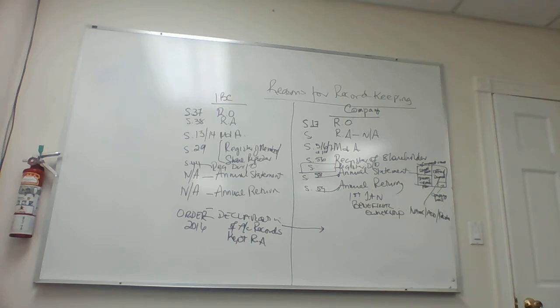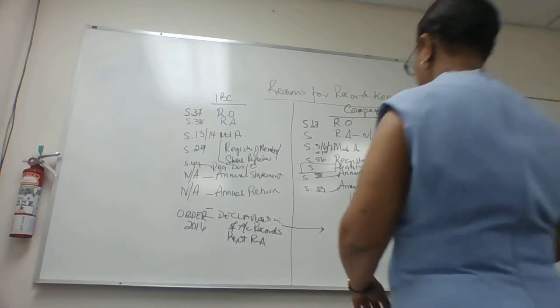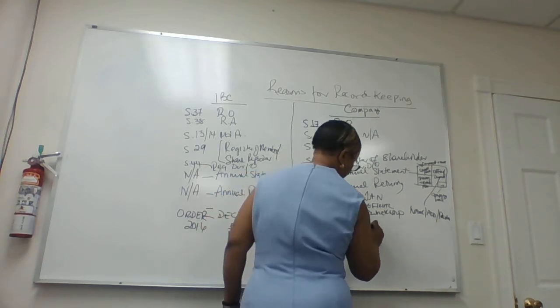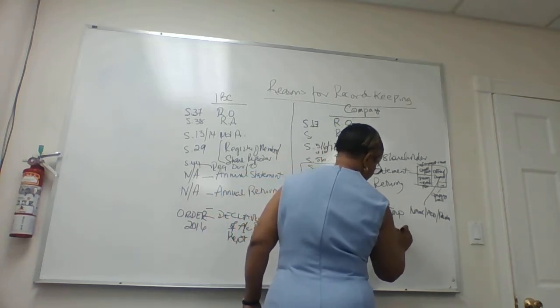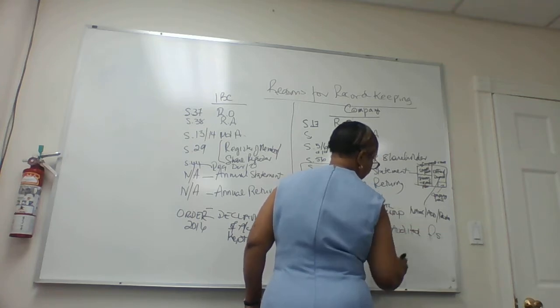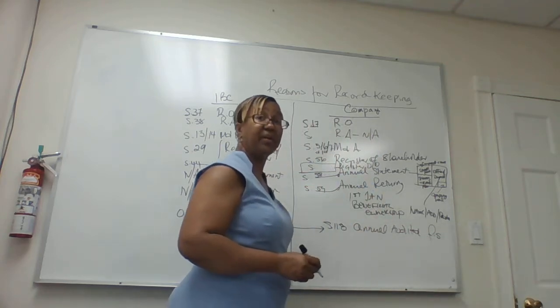What section is that again? 118. So that's annual audited financial statements. And that is to be presented at the AGM. You do it first at the board and then at the AGM.